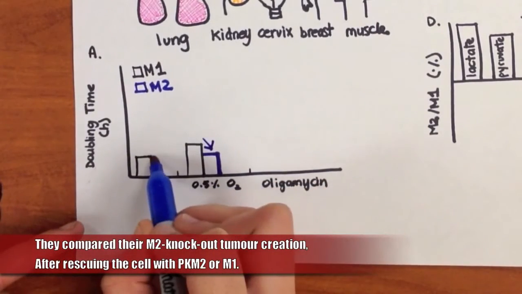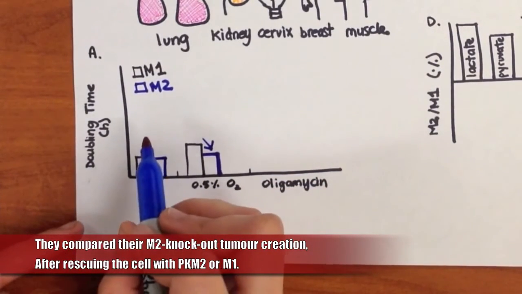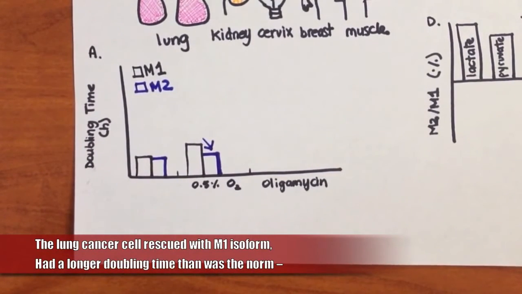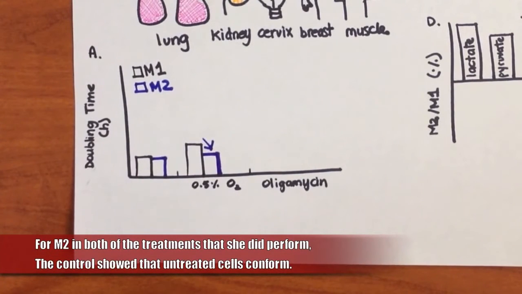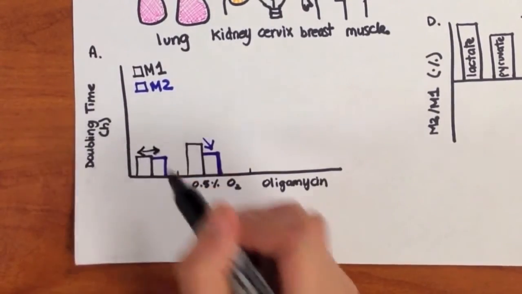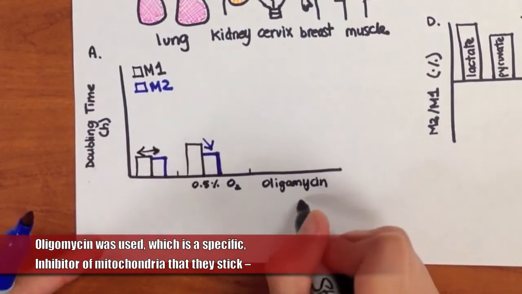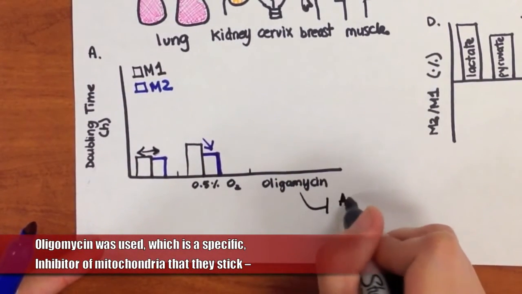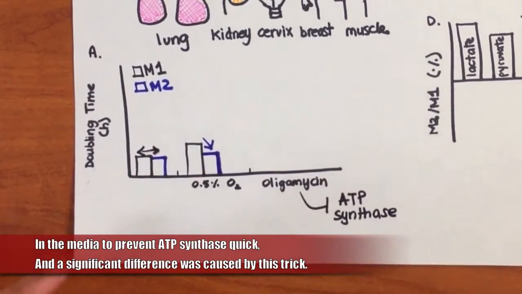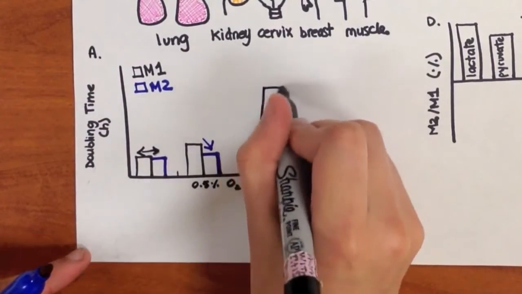They compared their M2 knockdown tumor creation after rescuing the cells with PKM2 or M1. The lung cancer cell rescued with M1 isoform had a longer doubling time than was the norm. For M2, in both of the treatments that she did perform, the control showed that untreated cells conform. Oligomycin was used, which is a specific inhibitor of mitochondria that they stick in the media to prevent ATP synthase quick, and a significant difference was caused by this trick.